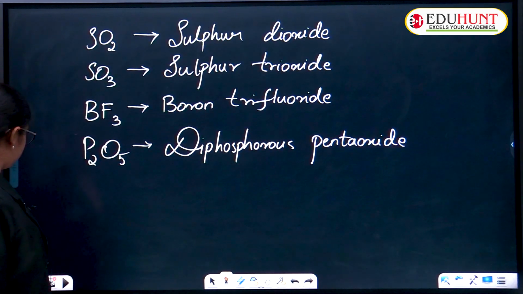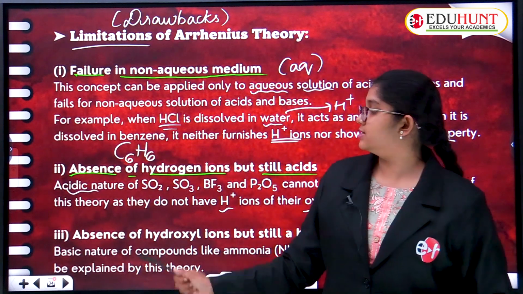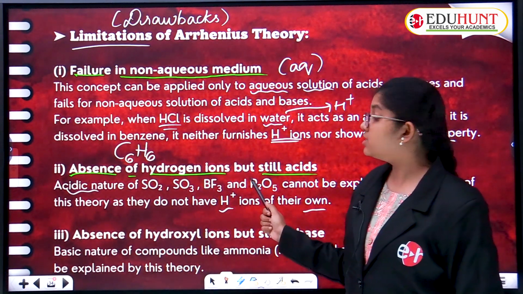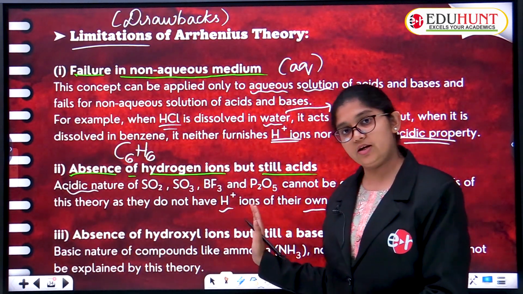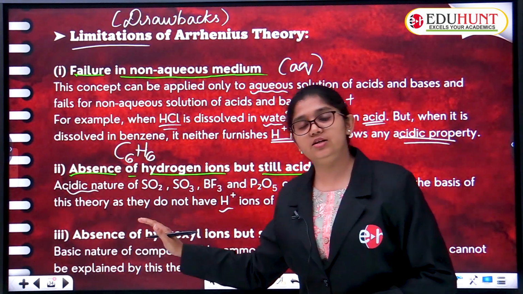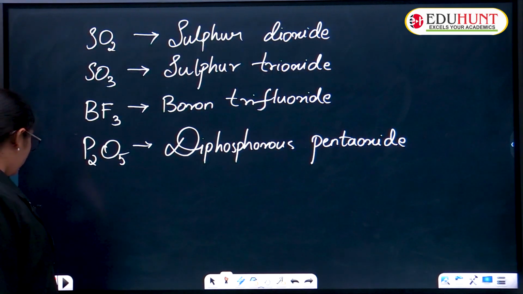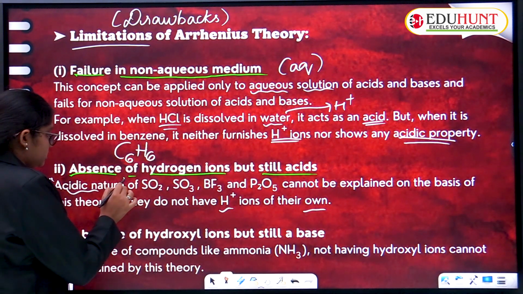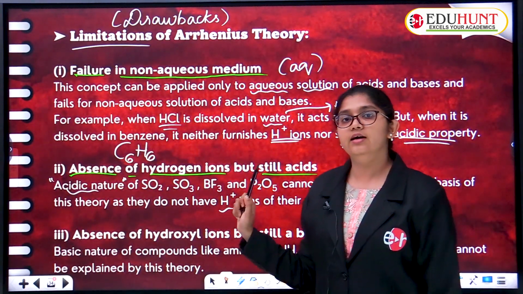Absence of hydrogen ion but still acids. What are the four? Sulfur dioxide, sulfur trioxide, boron trifluoride and diphosphorus pentoxide. These four have acidic natures, but according to Arrhenius theory they are not included as acids, and the theory gives no explanation for their acidic nature.